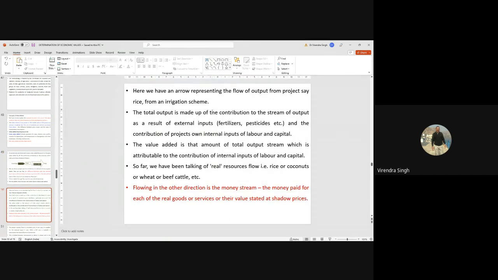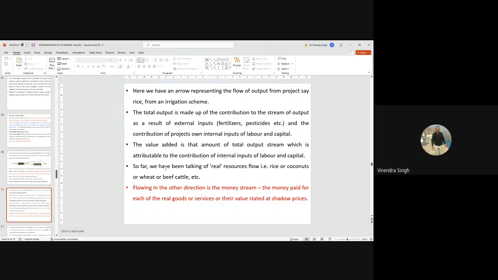Here we have an arrow representing the flow of output from the project, say, rice from an irrigation scheme. The total output is made up of the contribution to the stream of output as a result of external inputs applied, and the contribution of the project's own internal inputs of labor and capital. So the value added is that amount of the total output stream which is attributable to the contribution of internal inputs of labor and capital.